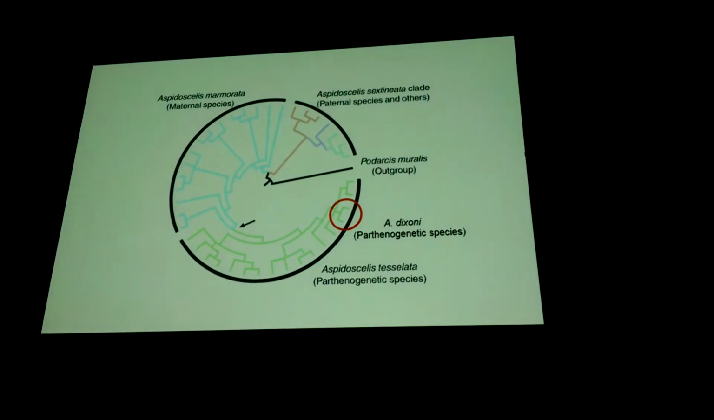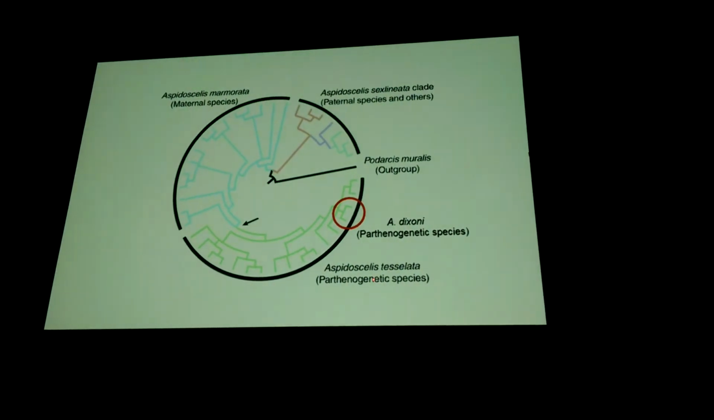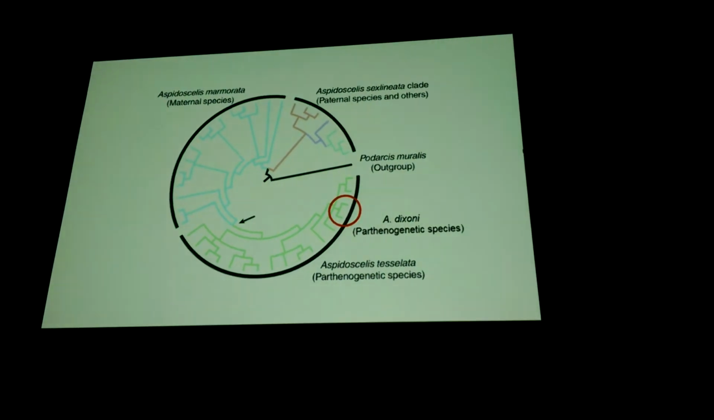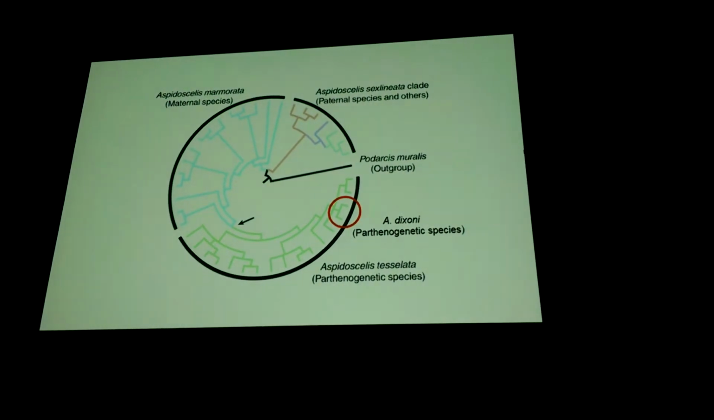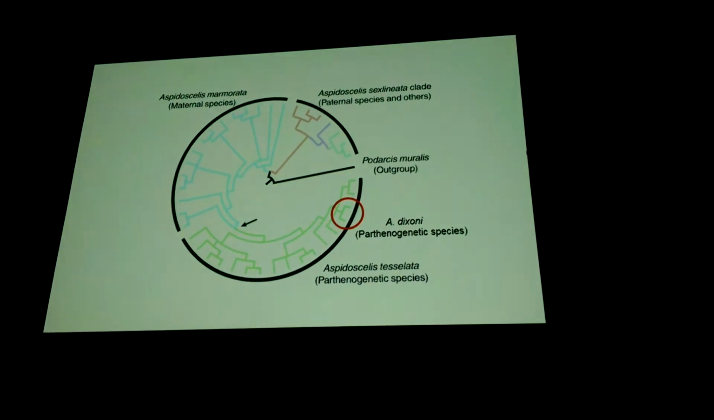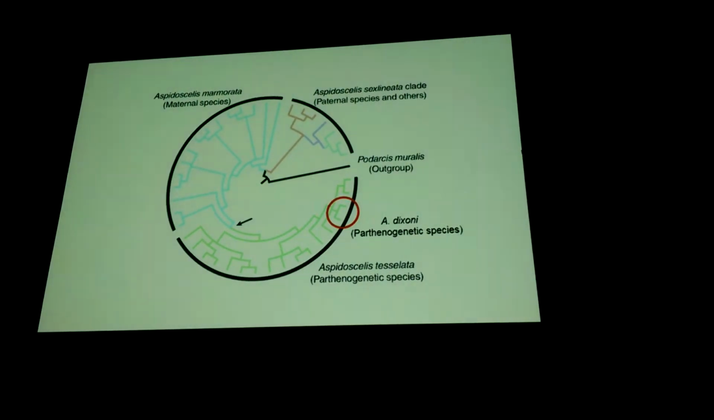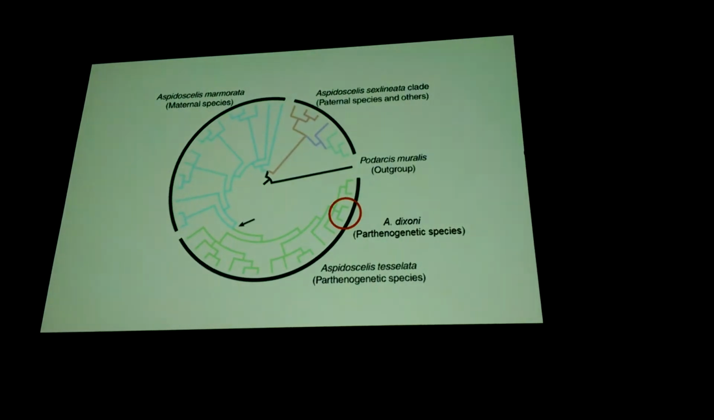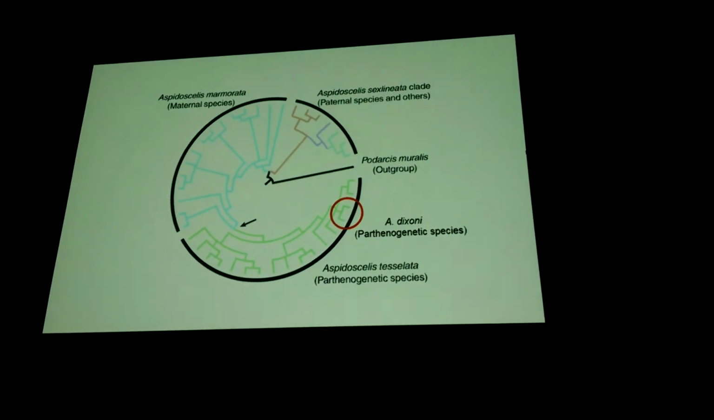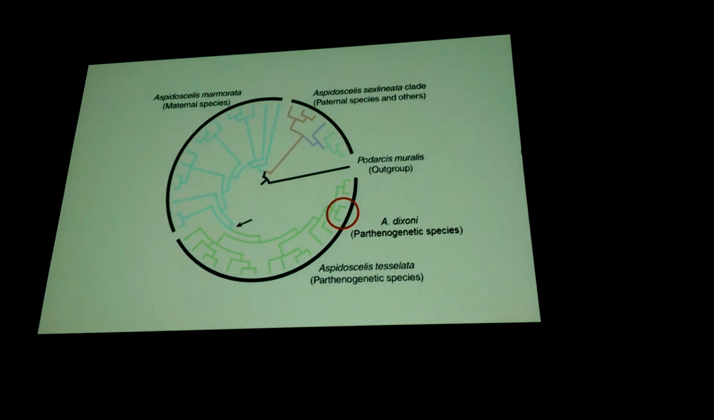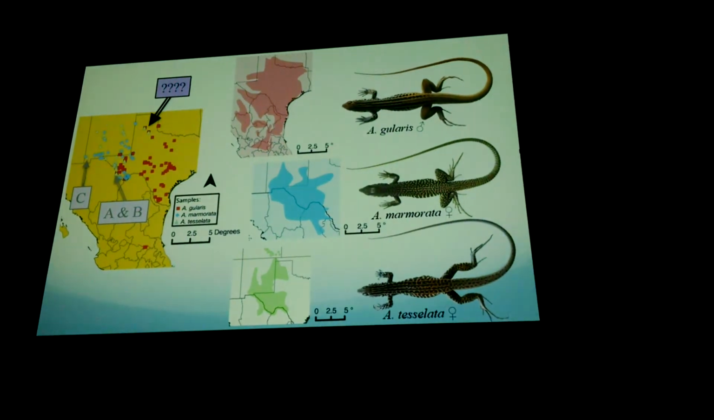So where does it go in this tree? Well, based on the mitochondria, it fits firmly within Aspidoscelis tesselata. This implies that Aspidoscelis tesselata, if you believe that it's a species, and not everyone believes that, is paraphyletic with that including dixoni. So this suggests that dixoni is not a valid, separate evolutionary unit.